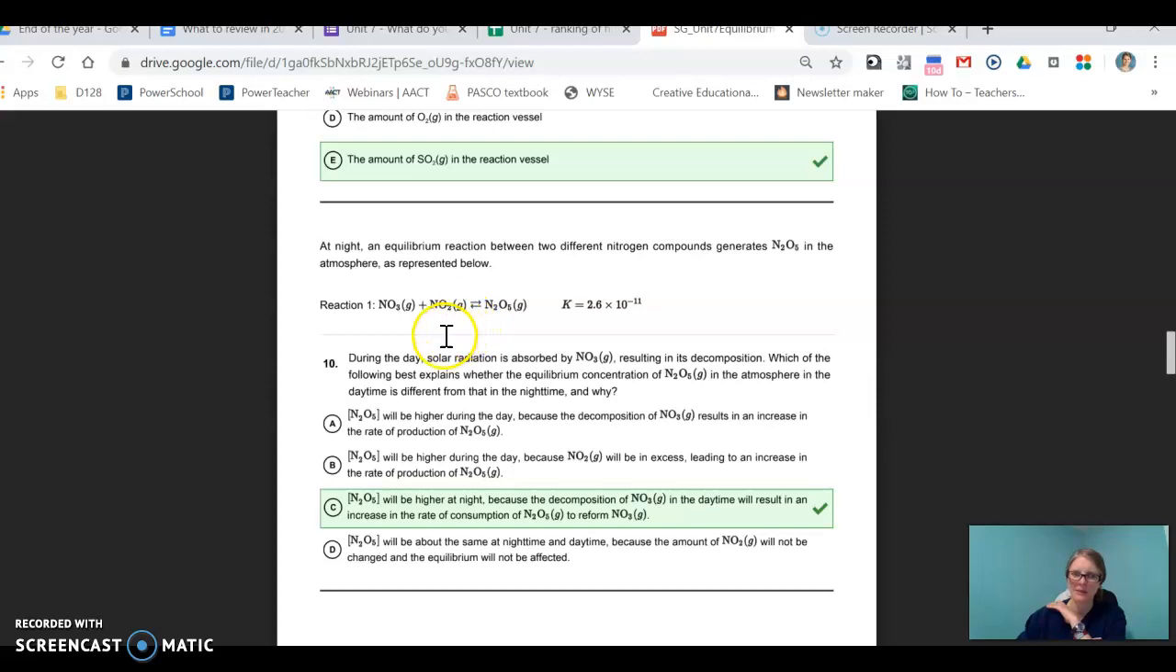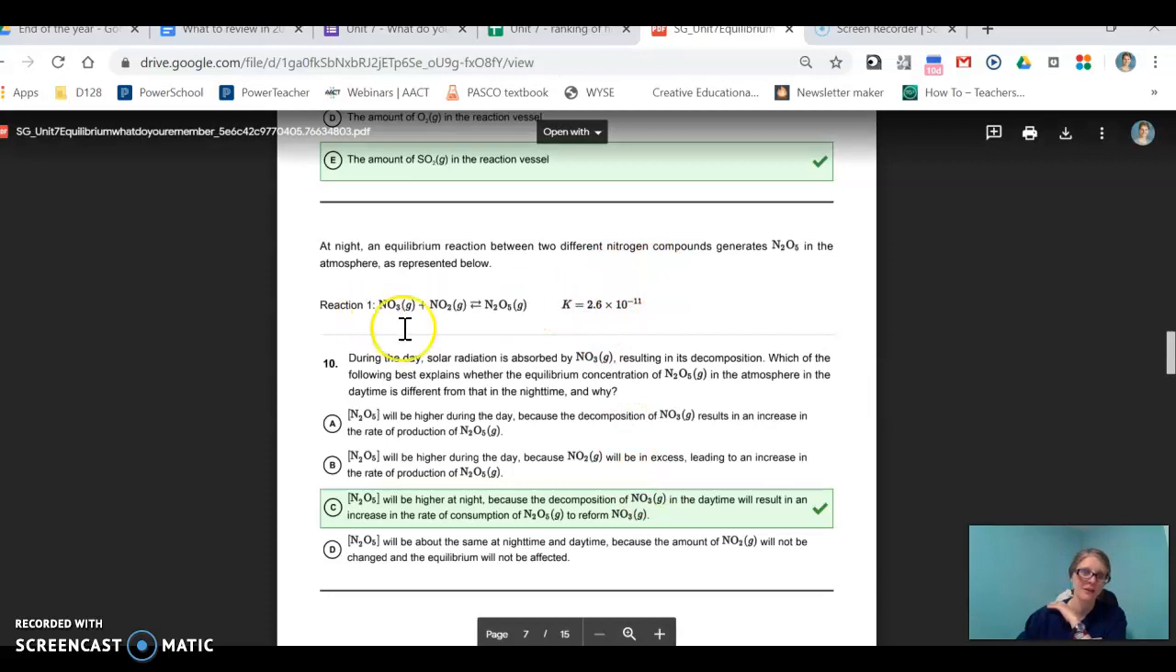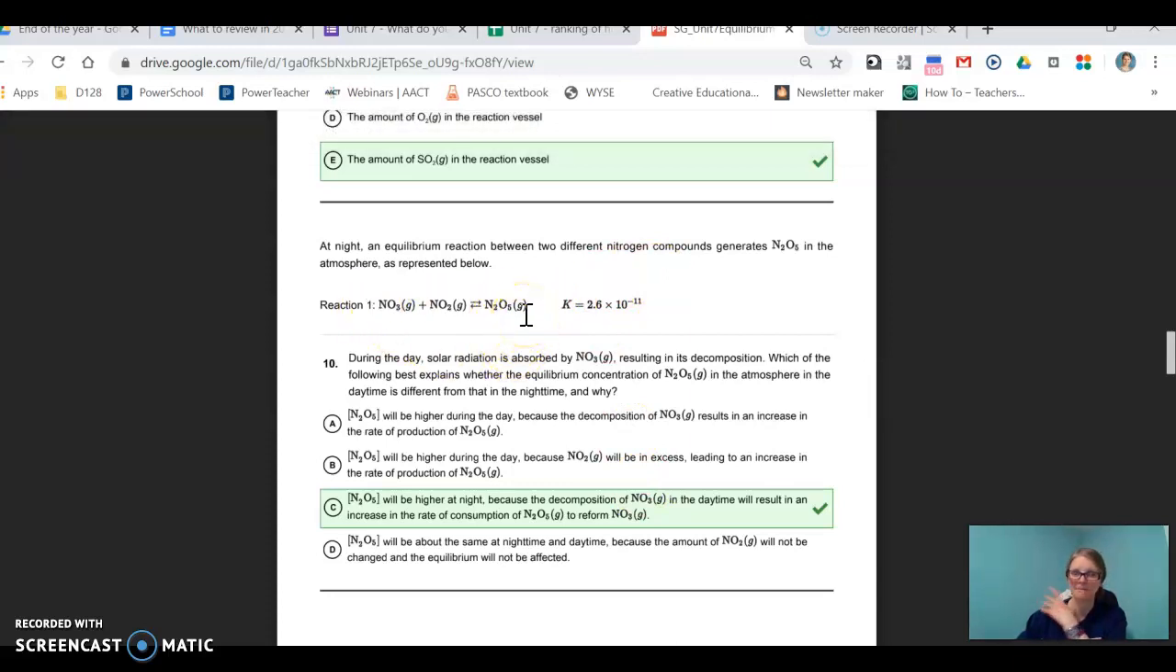At night, the opposite is happening. At night, you're not losing this stuff, so you'll have more N2O5. The N2O5 will be higher at night because the NO3 decomposes during the day, which shifts it that way and decomposes N2O5.